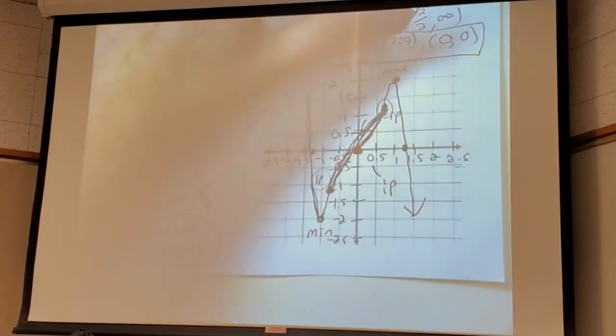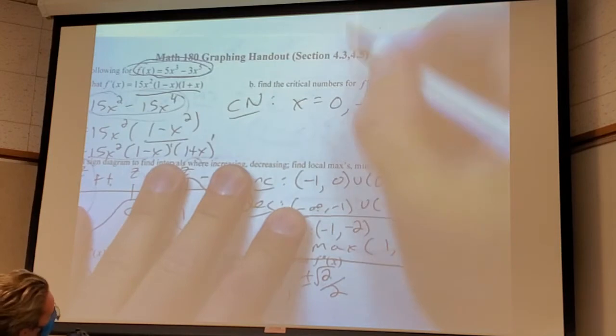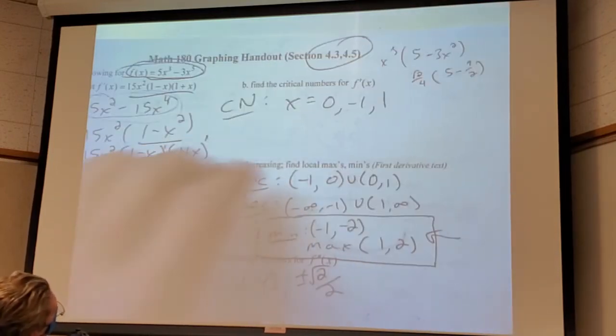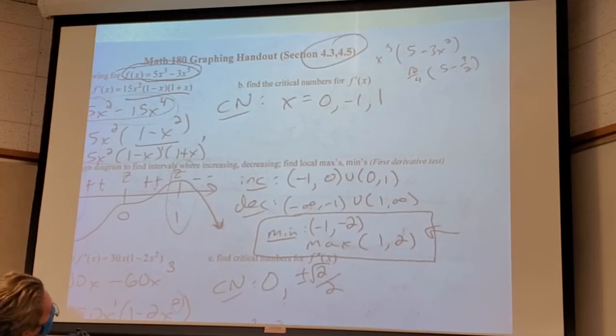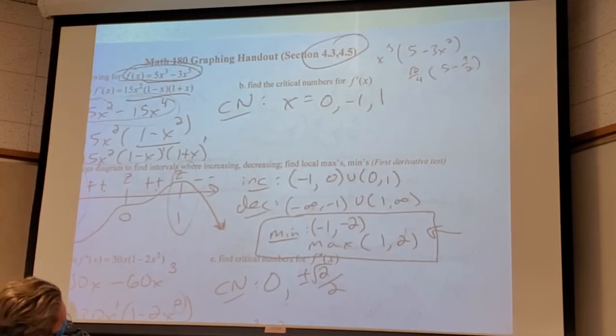So what we actually just did, I don't know if you guys noticed this. There are a couple other things in 4.5. There are reminders about asymptotes from pre-calculus and all that kind of stuff.